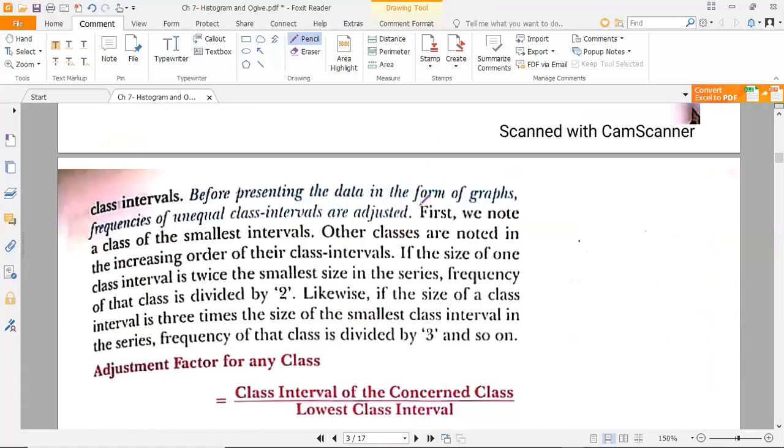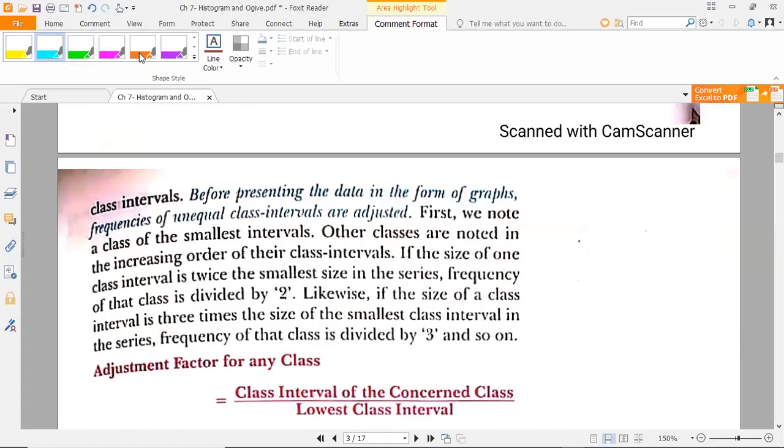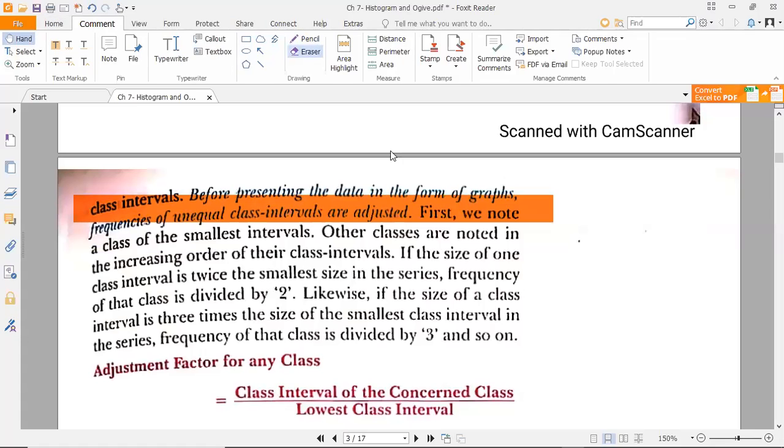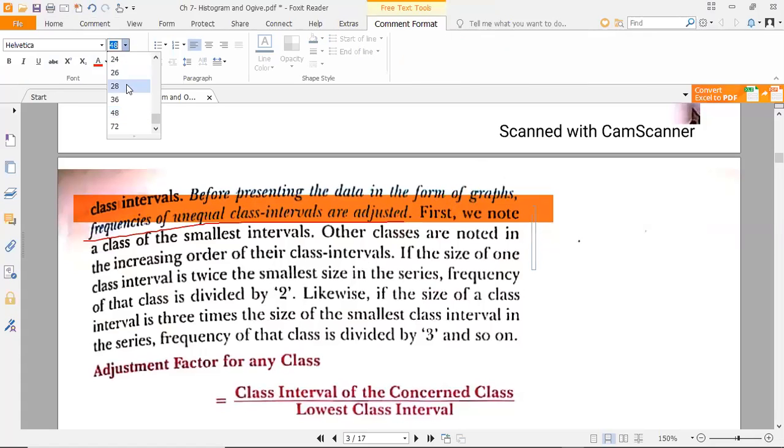So before presenting the data in the form of graphs, frequencies of unequal class intervals are adjusted. This is something quite important. This thing you need to follow before presenting the data in the form of graphs. So how do you adjust this? We have got a few steps over here that you guys need to write down.